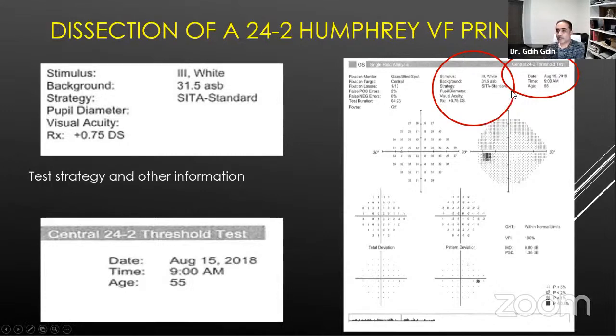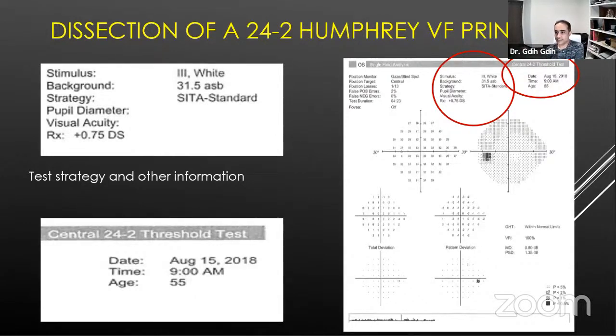Now, on the upper right corner, you have the threshold of the test, or the strategy of the test, Central 24-2 threshold test. And then you have the date. The date is important, and also the time is important. And then the age, as we said, date of birth, and now the age, because you can see it in two different areas to make sure that they match.